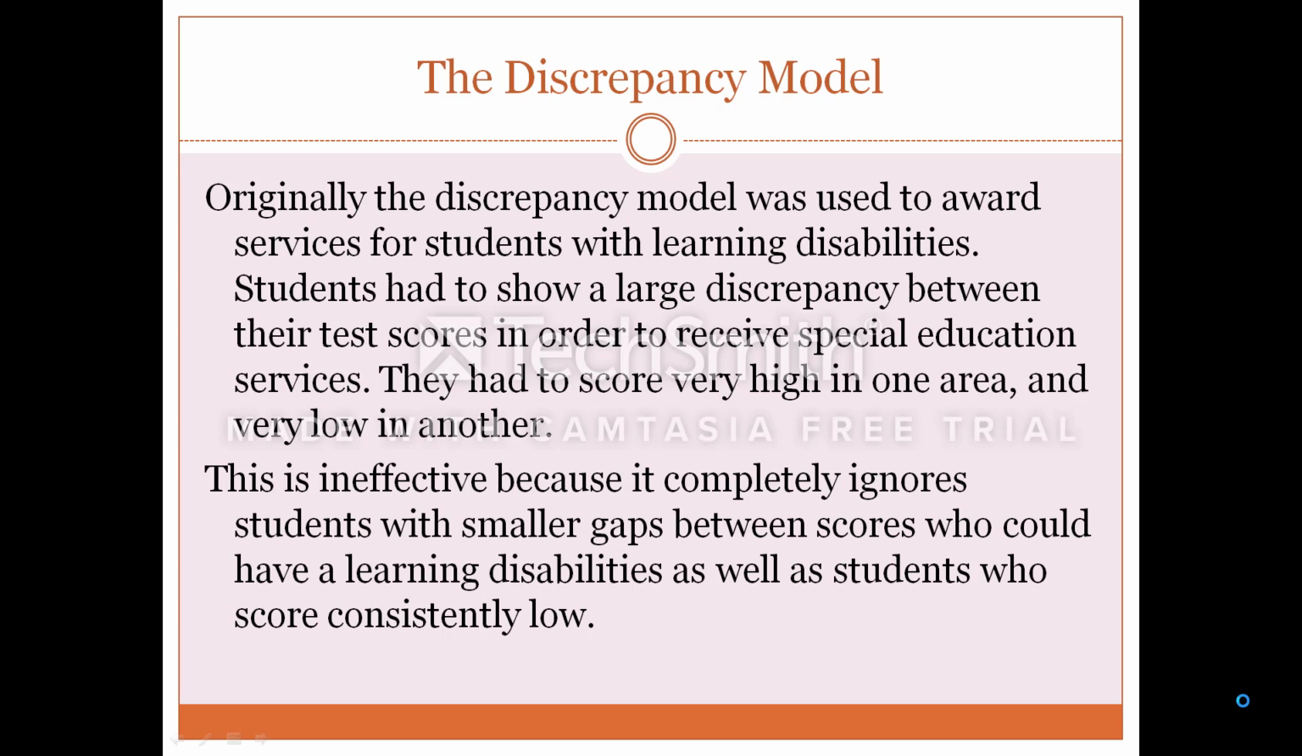Originally, the discrepancy model was used to award services for students with learning disabilities. Students had to show a large discrepancy between their test scores in order to receive special education services. They had to score very low in one area and very high in another area. This was ineffective because it completely ignores students with smaller gaps between scores that still have a learning disability, as well as students who score consistently low.